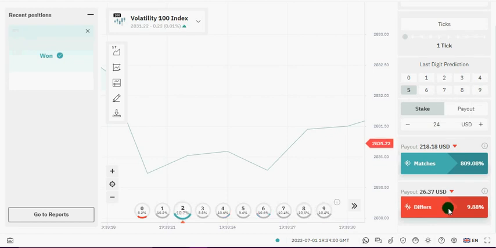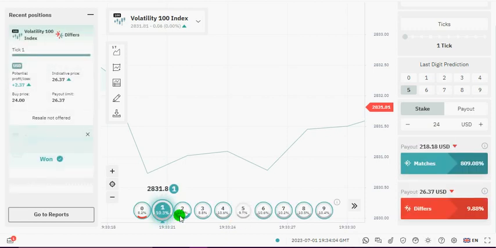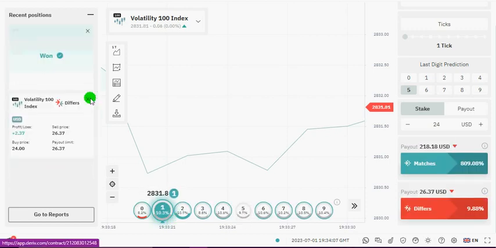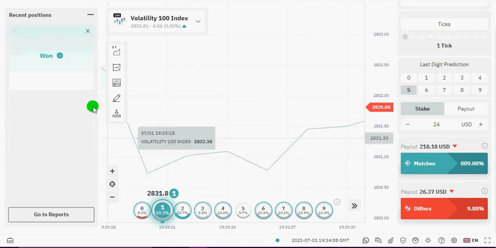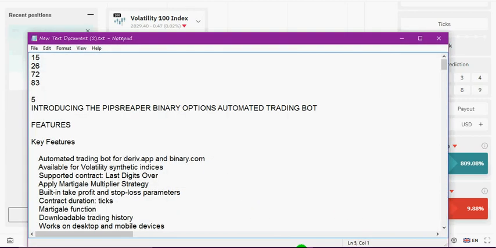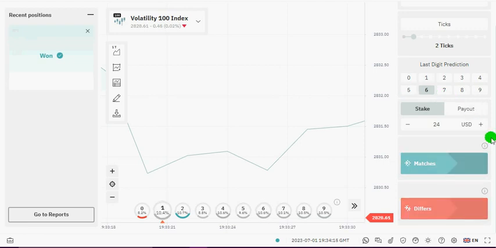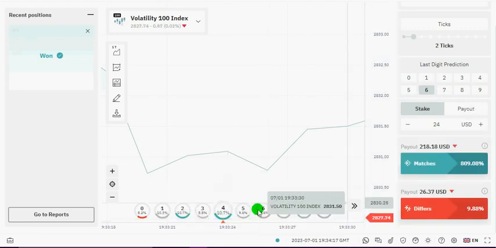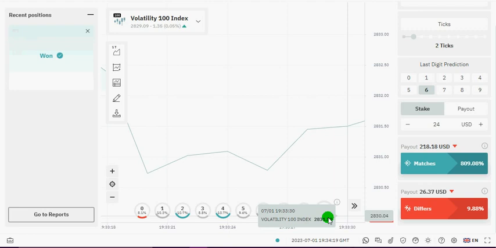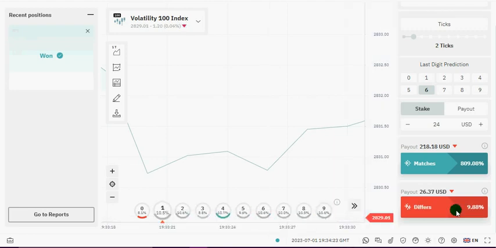So let's go for the first trade here. That's 2, that's 5. So you watch the movement of the triangle. You can see we won that trade there. So we're going to change the number to 2 and 6. So the tick will be 2, then the last prediction will be 6. So we're going to be watching this again. Once this triangle is on 5, the movement, you can see the movement right here. Once it's on 5, you click on the differ.